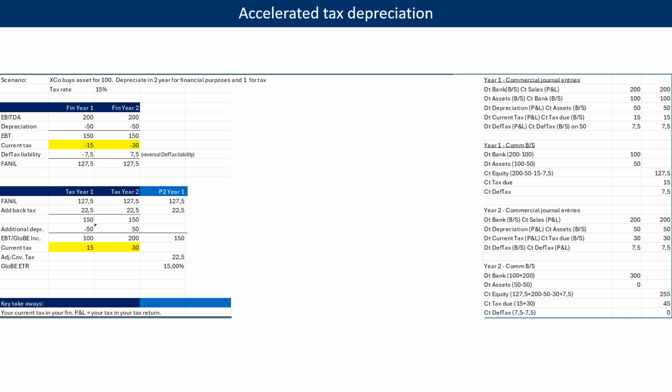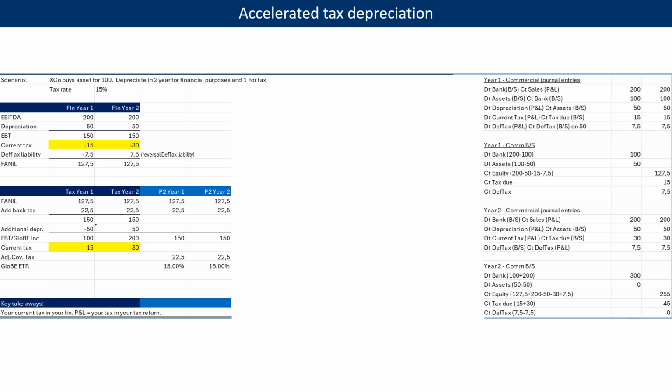And then if we look at our Pillar 2 return in year 2, we start with a final of 127.5. We add back the tax of 22.5, so we end up with a GloBE income of 150. We need to look at what our adjusted covered taxes will be. It will be the current tax of minus 30 plus the reversal of the deferred tax liability. So we need to take that out. So it comes to 22.5, and 22.5 over 150 gives us 15% exactly. So no top-up tax is due upon the reversal of the deferred tax liability.